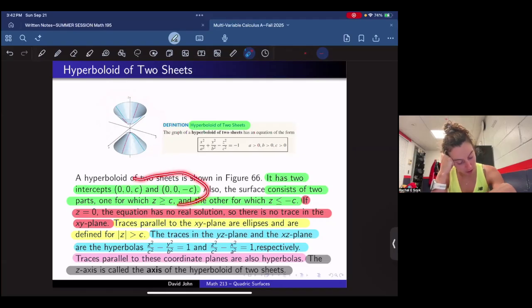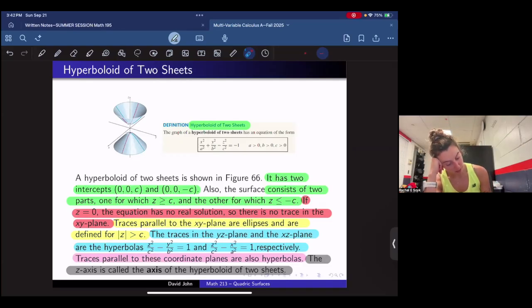Our intercepts 0, 0, c and 0, 0, negative c consist of two parts when z is greater than or equal to c and less than or equal to negative c. And then if z is 0, the equation has no real solution, right? Never hits the origin. So we have no trace in our xy plane. Traces parallel to the xy plane are ellipses and are defined for absolute value of z greater than c. And we have the traces in the yz plane and the xz plane are hyperbolas.